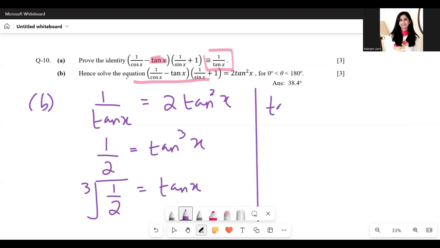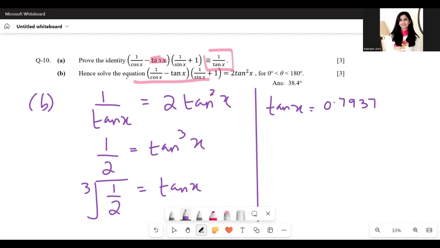This would be tan x equals, let's see, what is the cube root of 1 upon 2? That is 0.7937. Okay. Remember, you only write plus minus when you're taking an even root, that is square root or fourth root or whatever, but not for odd root, that is not for cube root. So do not write plus minus.